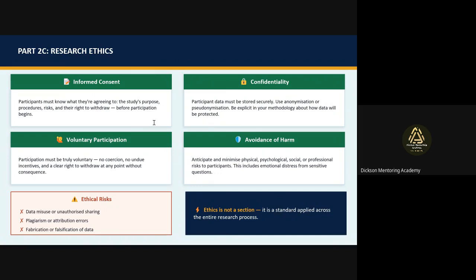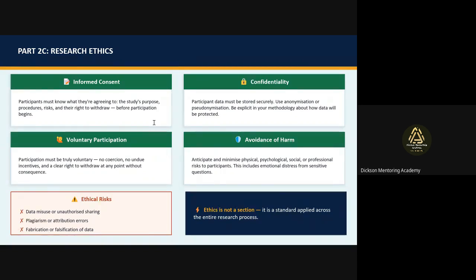So let's look at research ethics. These ethics are very, very important when carrying out research. Ethics ensures your research is conducted responsibly. If you do not carry out responsible research, no journal will want to publish your results.